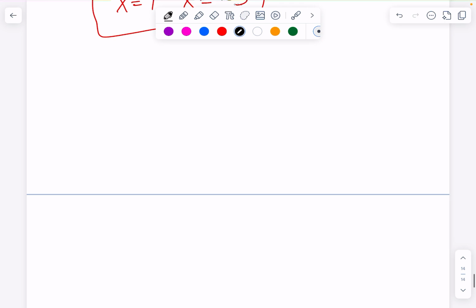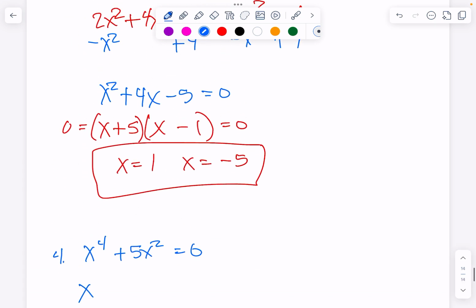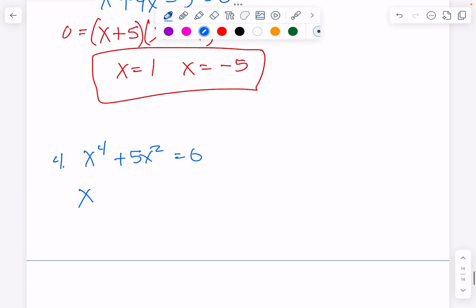Number 4. x to the fourth plus 5x squared equals 6. I'm going to minus the 6 over. Is this the same as the last one? Nope. Close though. x to the fourth plus 5x squared minus 6 equals 0.